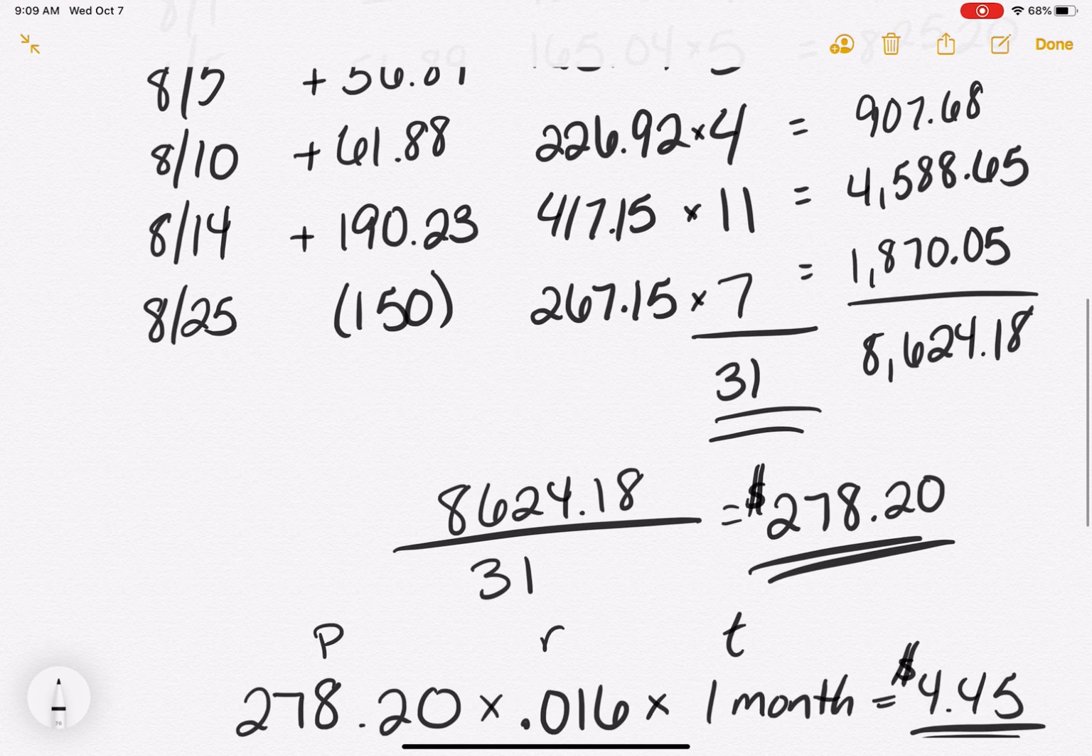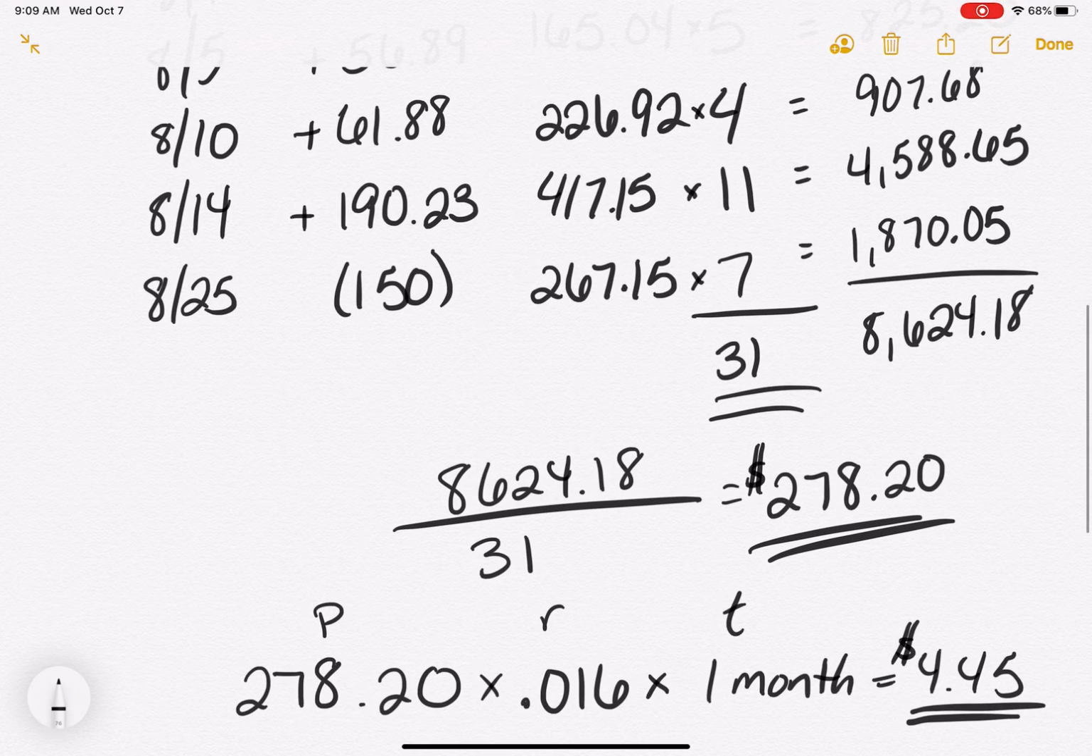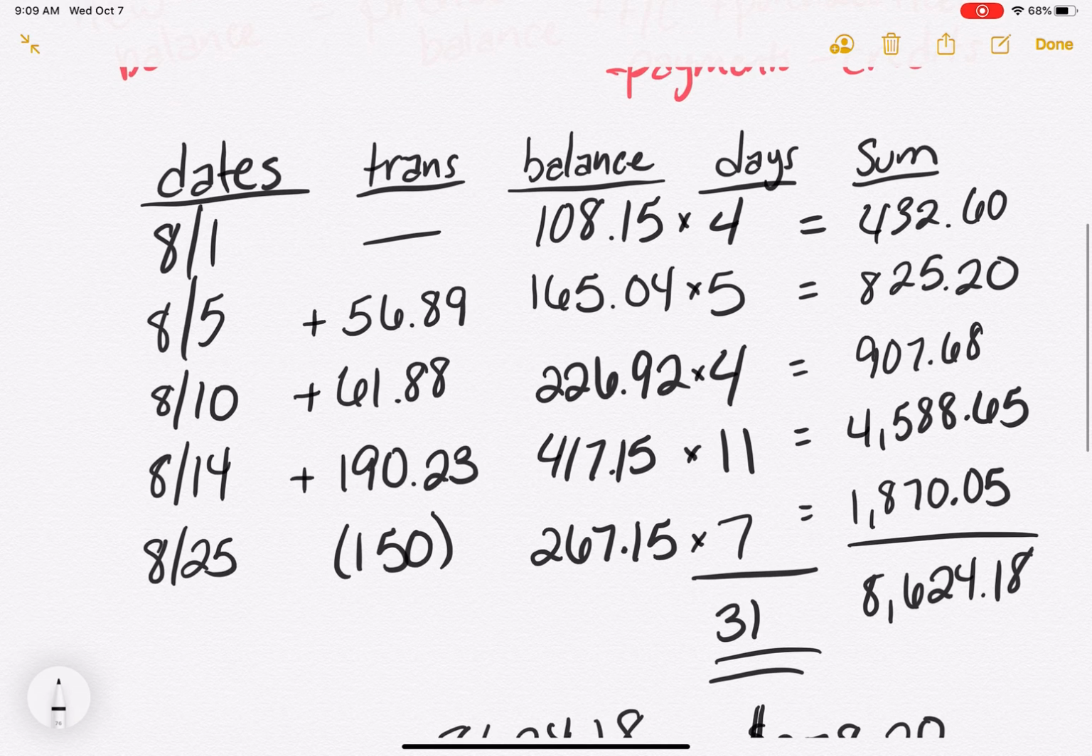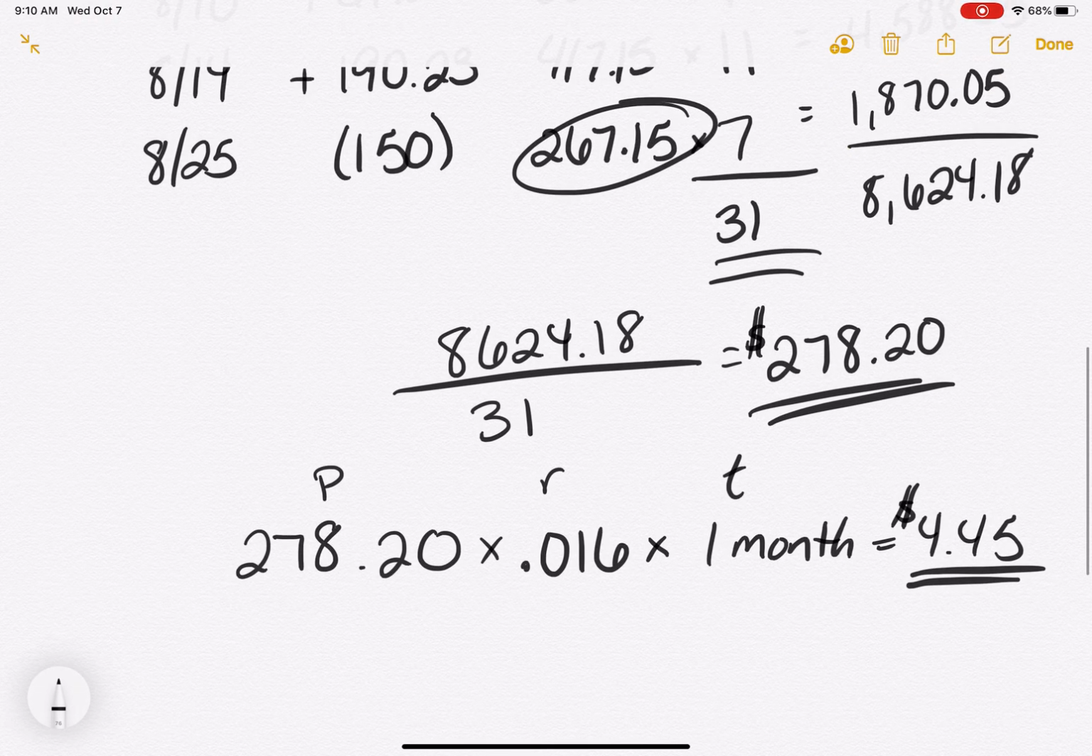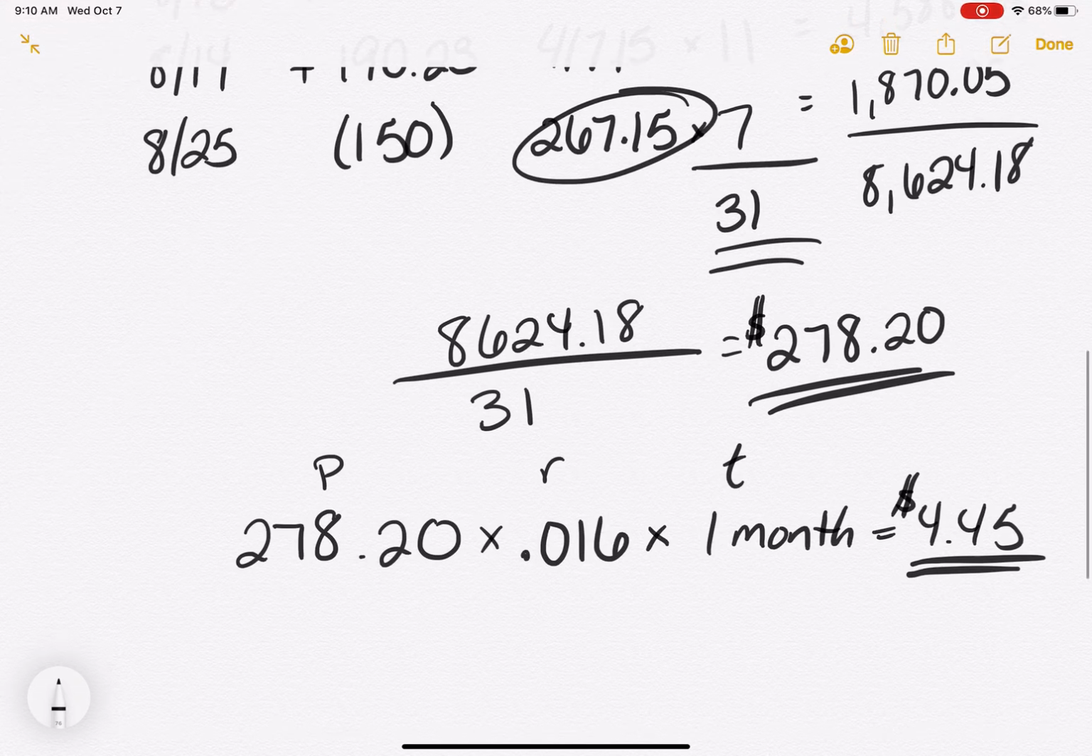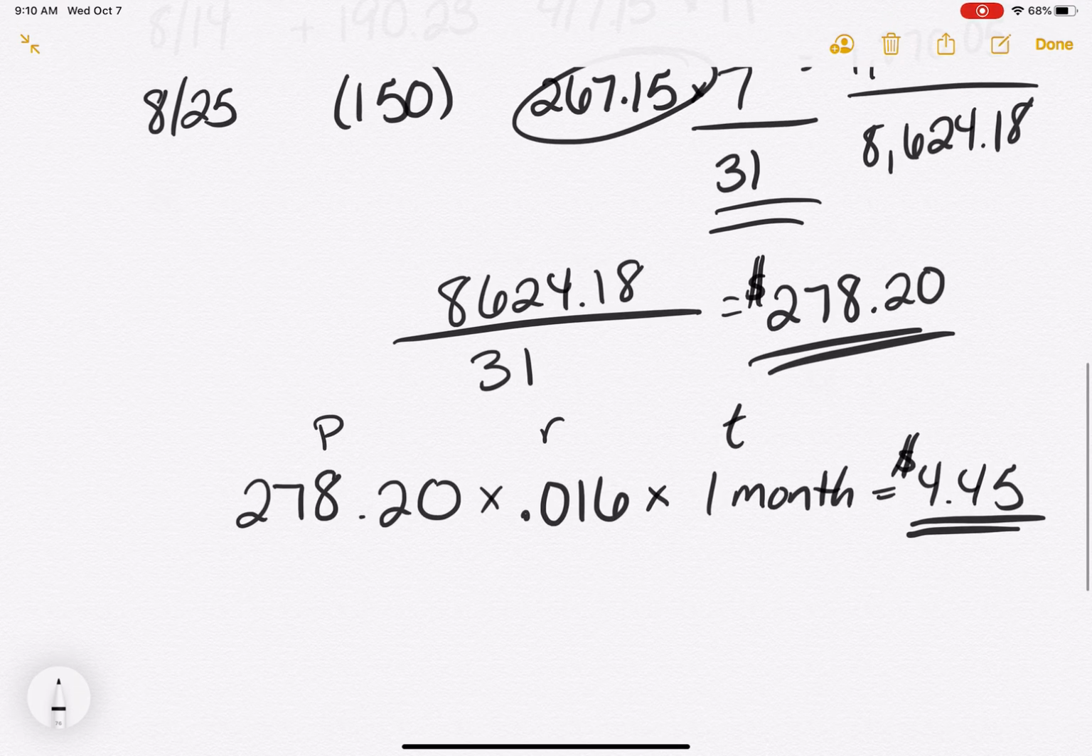Oh, actually, here's our shortcut. We already did all of the fees and all the purchases and all of the payments. That's what we did here, this giant equation, right? So this number right here is your new balance, almost. This is the new balance, except we have to add in the finance charge.